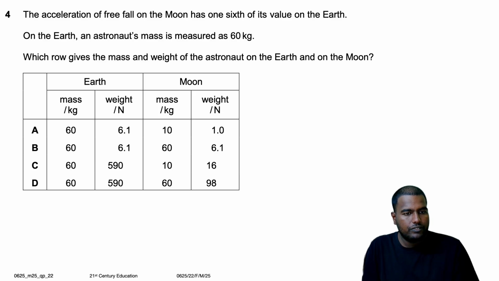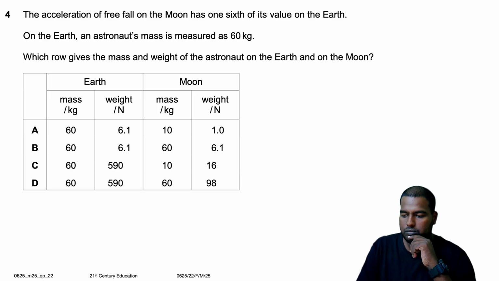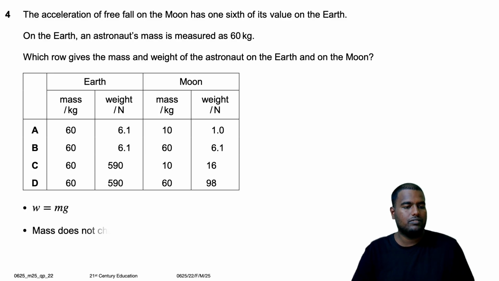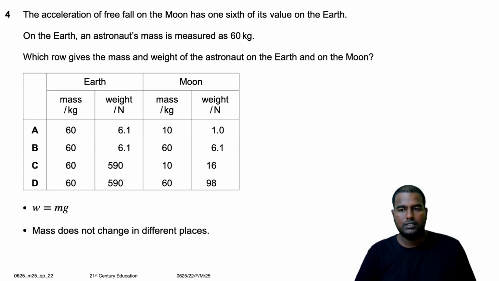The acceleration of free fall on the moon is 1/6 of its value on Earth. On the Earth, an astronaut's mass is measured as 60 kilogram. Which row gives the mass and weight of the astronaut on Earth and on the moon? Okay. Weight is W equals mg, and mass does not depend on which planet it is. It does not change in different places. So mass is going to be the same 60 kg whether it's Earth or moon. So it can be option B or option D.